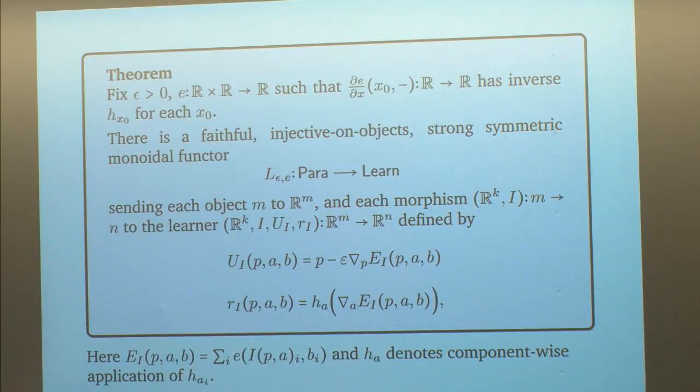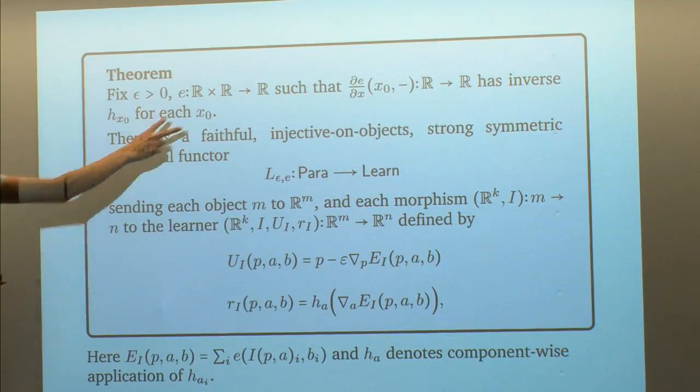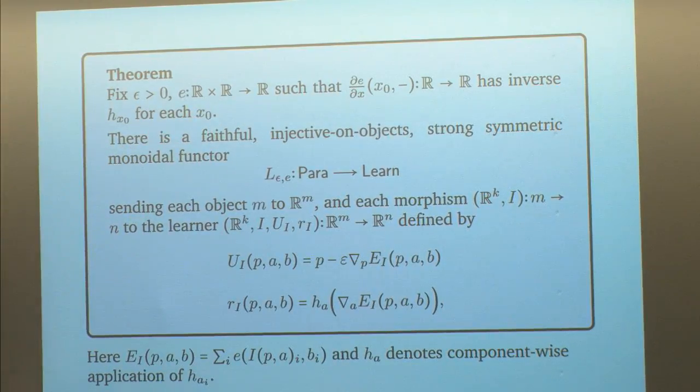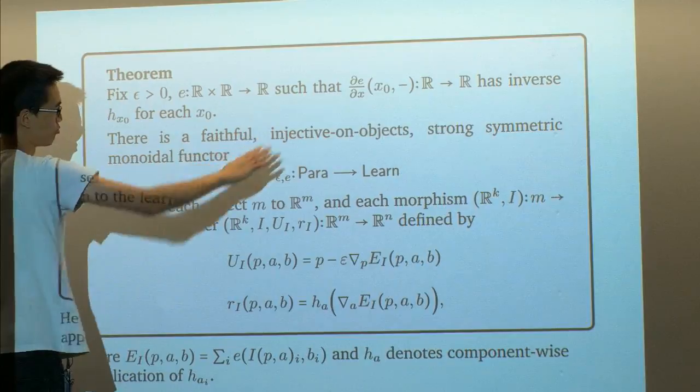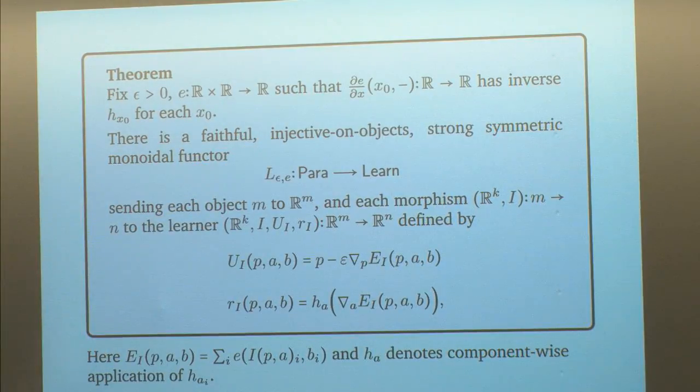But it's the same flavor as this previous functor from neural nets to Para. So we're going to fix some data. Before we had to fix an activation function. Now we fix this epsilon greater than 0, which we think of as a step size or a learning rate. And we also fix this e, which takes in two real numbers and spits out a third. And this e we think of as an error function that basically just says, here are two numbers, how bad is the difference between them? It has this technical condition that if we differentiate with respect to the first variable and fix some value, then that's an invertible function.